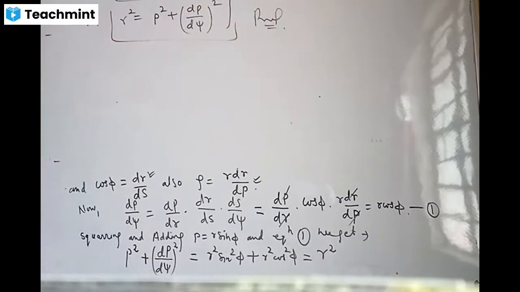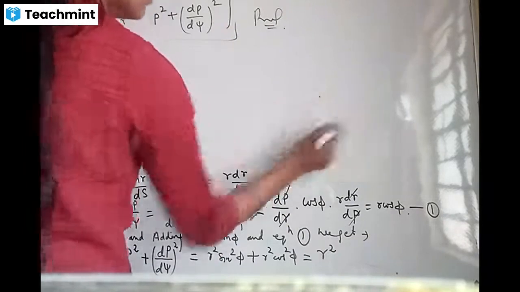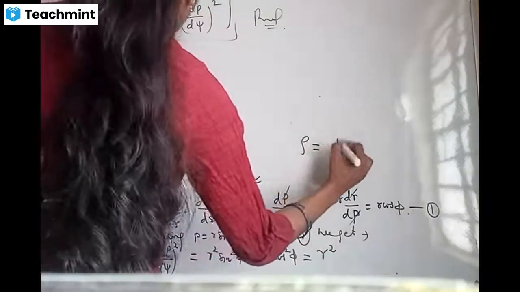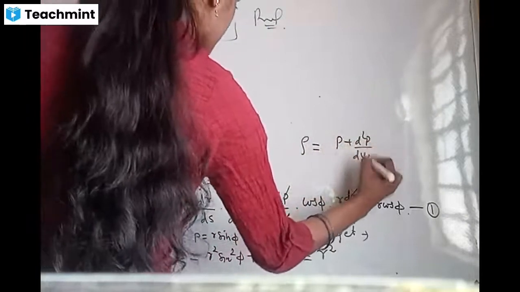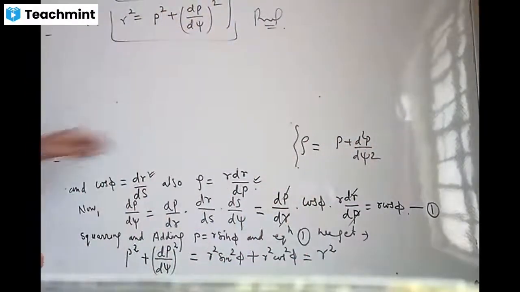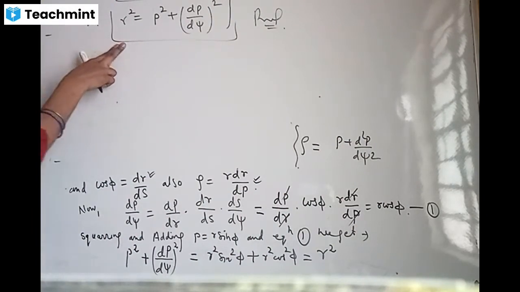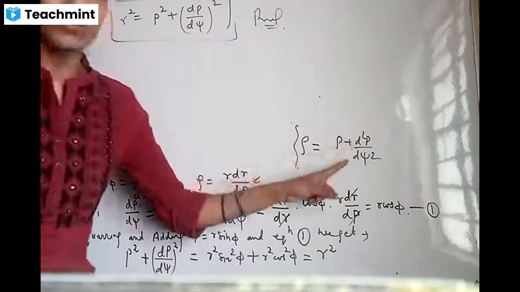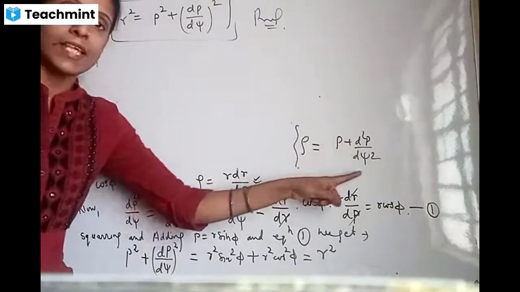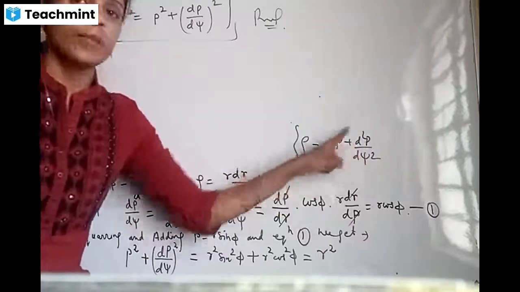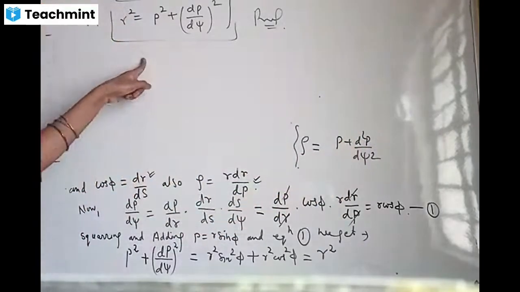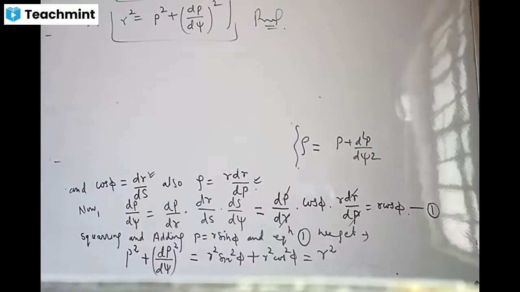Now the second relation. The second relation is rho equal to p plus d2p by d psi square. This is the relation we have to prove. To prove this relation, we are going to use this relation and we differentiate it with respect to p. Why p? Because we are looking for the value of d2p by d psi square, and this will only become if we differentiate this value. So now we are going to differentiate this value.